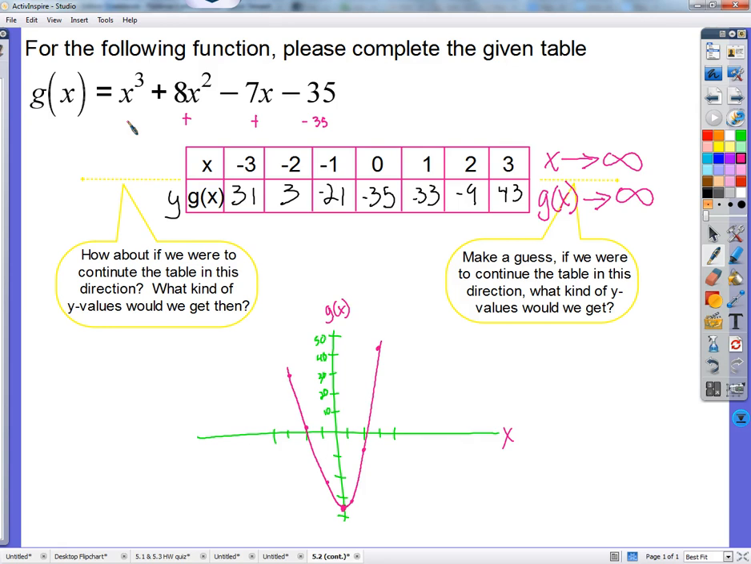So we're kind of starting to think that eventually we have got to get overpowered. The whole thing's got to be overpowered by this huge x cubed and be pulled into the negative. Okay? Well, I have a treat for you. Wait. Will something to the fourth degree always cross the x-axis at least twice?